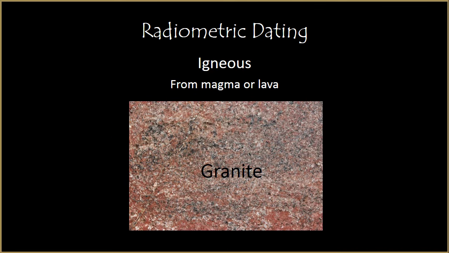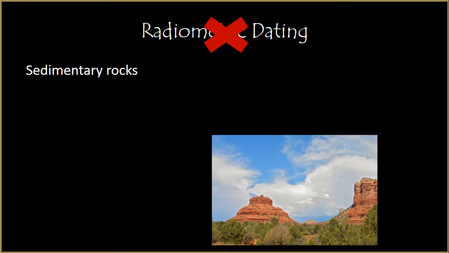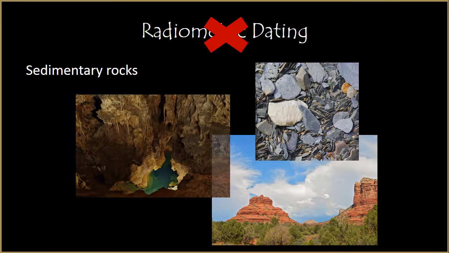Radiometric dating methods are used mostly to date igneous rocks, like granite, for example, which are formed when magma or lava cools and solidifies. Radiometric dating is not used to date sedimentary rocks, like sandstone, shale, and limestone.